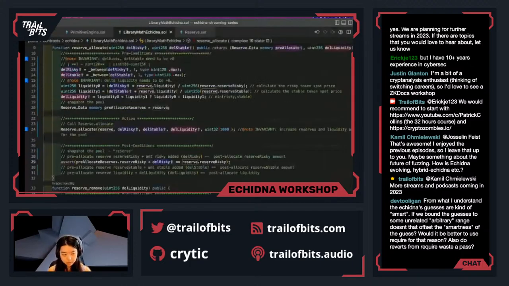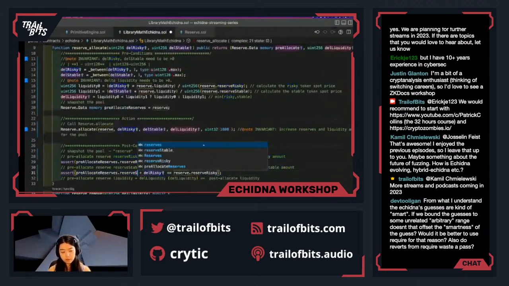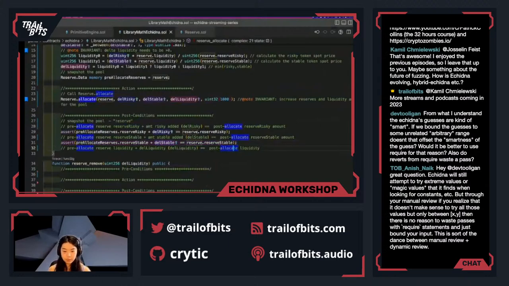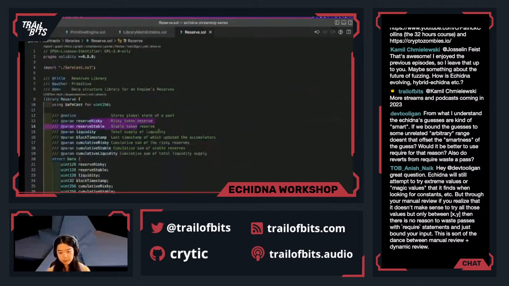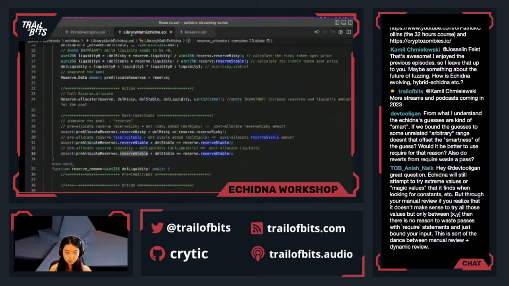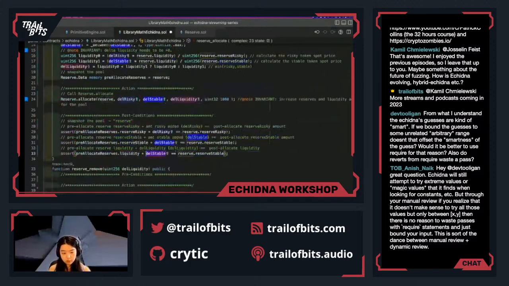We can make the same assumption on the stable. The only difference is that we're taking essentially the stable balances here. So we're comparing the stable amount. Then we can essentially say the same thing about liquidity. The slight difference in naming, liquidity is essentially referring to the total supply, which then means we can just refer to liquidity here, add the amount of liquidity that we wanted to add to the system, and compare it to liquidity.